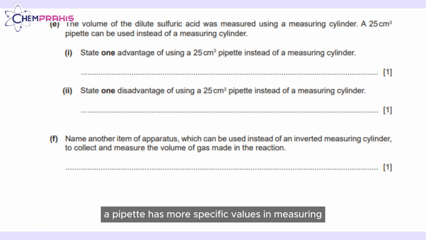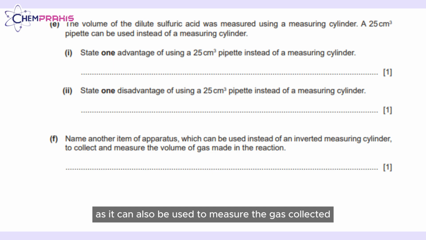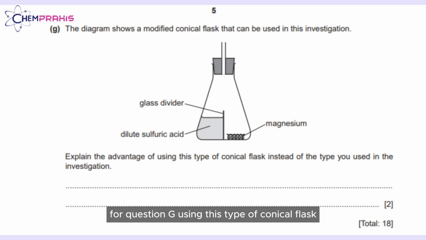A pipette has more specific values in measuring than a measuring cylinder, however, it would be slower to use. A gas syringe can replace an inverted measuring cylinder as it can also be used to measure the gas collected. For question G, using this type of conical flask does not require a stopper to be pumped in, hence it would avoid the risk of any gas loss to the surroundings.